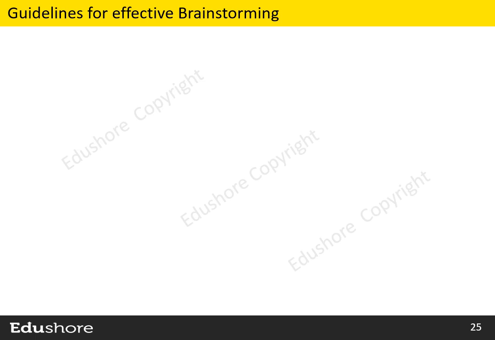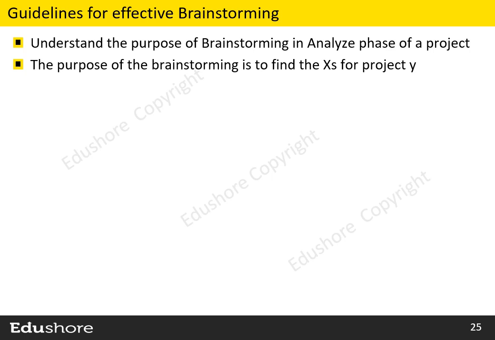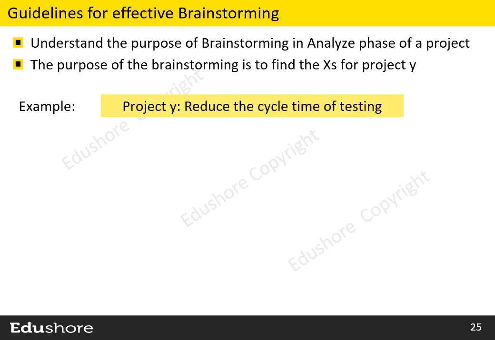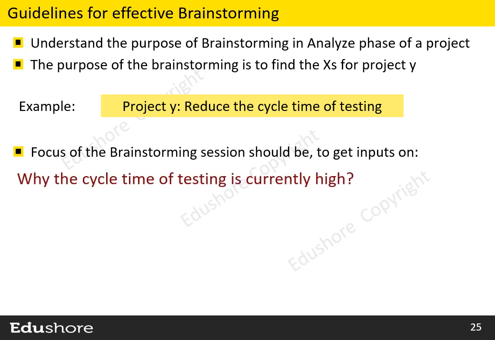The first and the foremost, we need to be very clear on the purpose of the brainstorming in Analyze phase of a Lean Six Sigma project. The purpose of brainstorming is to find the root causes for the given project Y. For example, our project Y is reduce the cycle time of testing. So, the focus of our brainstorming discussions with the people should be to get their inputs on why the cycle time of testing is currently high.